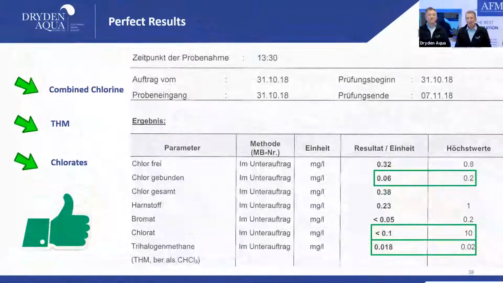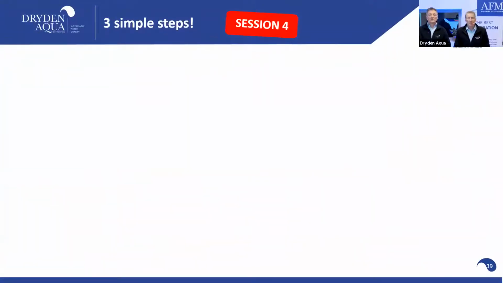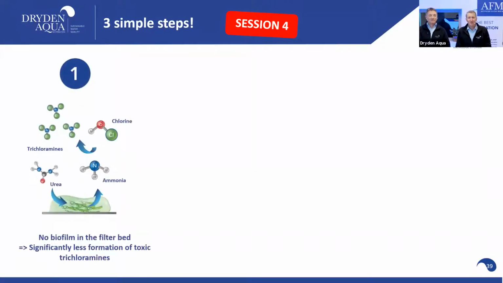No, that's correct. We'll summarize the key learnings from today's session in 3 simple steps. Step 1. If you have no biofilm in your filter, it means that you significantly reduce the formation of harmful trichloramines. So do not use a filter media that will biofoul. Replace it with a media that is resistant to biofouling. And that would be, for example, AFM.